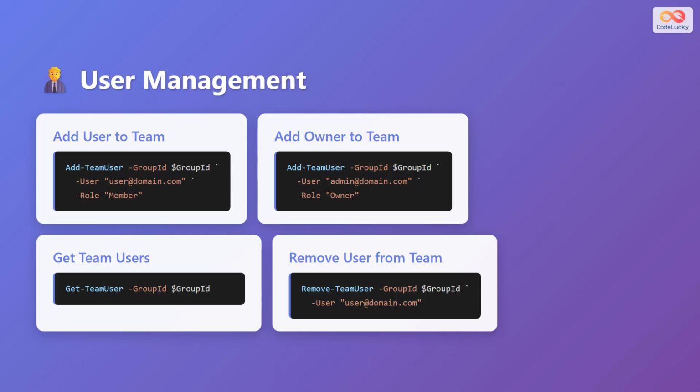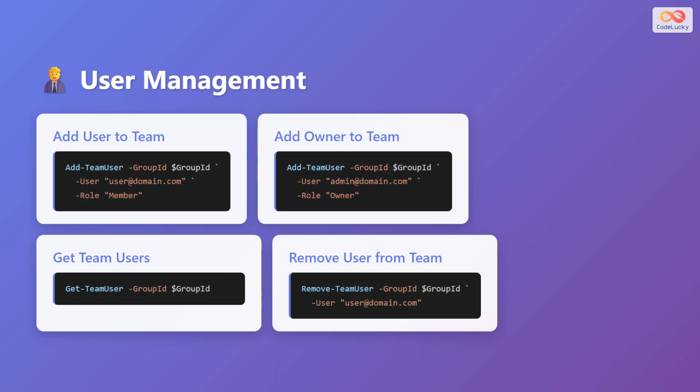Adding and managing users in Teams is straightforward with PowerShell. To add a user to a team, use the Add-TeamUser cmdlet. Specify the GroupId of the team, the User parameter with the email address of the person you want to add, and the Role parameter set to either Member or Owner. Members have standard access to the team, while owners have administrative privileges, including the ability to add or remove other users. To add someone as an owner, simply set the Role parameter to Owner.